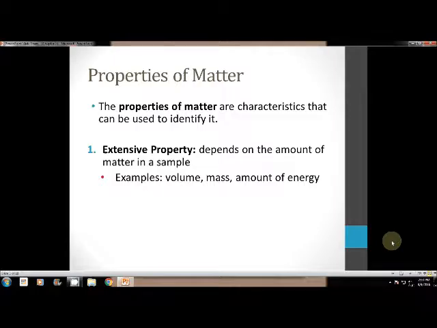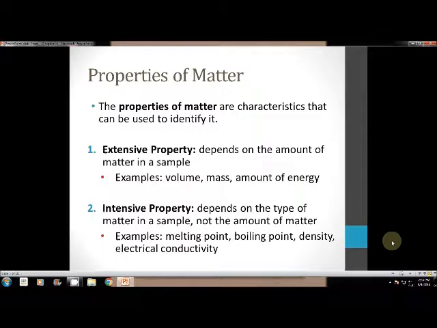So extensive depends on the amount. Intensive depends on the type that it is, not the amount. It doesn't matter how much you have, as long as it's that same substance, they're going to be the same type of properties. Some examples of intensive would be melting points or boiling points, densities, electrical conductivity. We'll talk about these later on, but these are number values that are assigned to different substances. And that's because no matter how much of the substance you have, it's intensive.